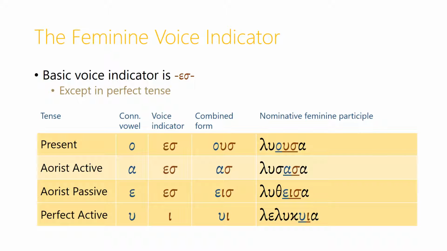It's in the perfect that things get weird, because here we have the connecting vowel upsilon, and now we don't use that sigma voice indicator anymore. We just use an iota, and that gives us the combined form uia. And that uia diphthong is very, very typical and distinctive of the feminine active perfect participles. So if you see a uia type ending, you can be fairly sure that you're dealing with an active perfect participle.